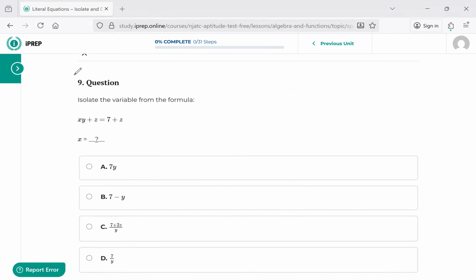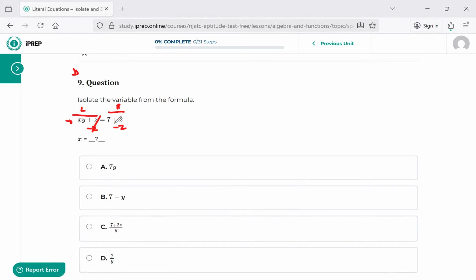Okay, let's do 9. Isolate the variable from the formula. We have xy plus z equals 7 plus x. Let's solve for x. So first, let's look at the left side. Here's the left, here's the right. Can we combine like terms? xy plus z? No, different letters, right? No. It's a constant and a letter, no. So our goal is to solve for x. So what I would do is probably subtract this z, because look where x is, right here. So I'm going to subtract z from both sides.